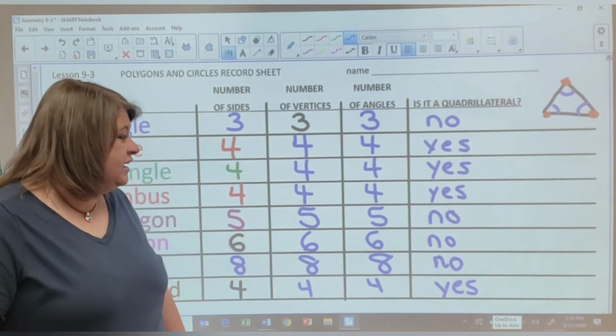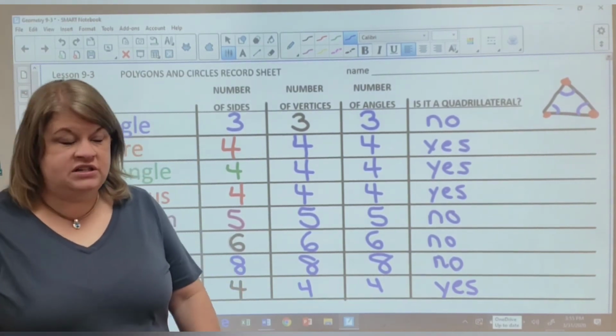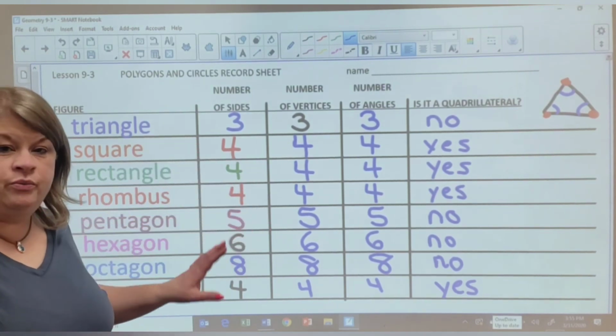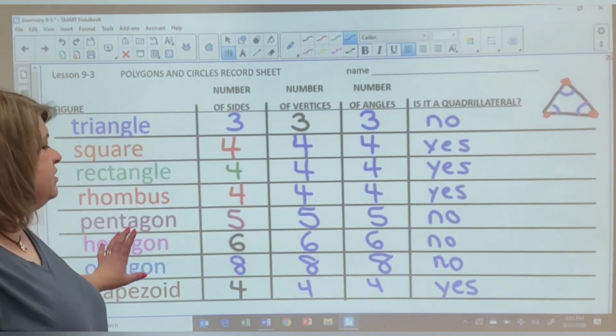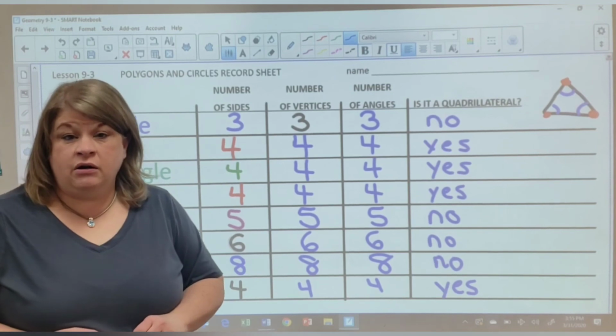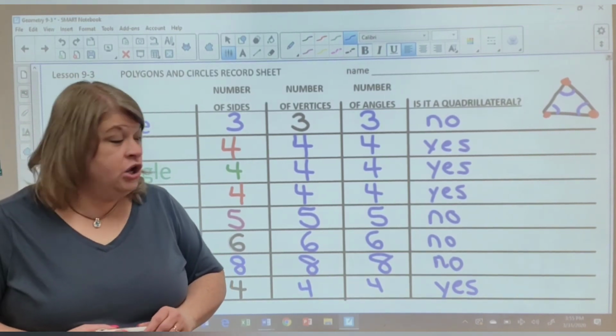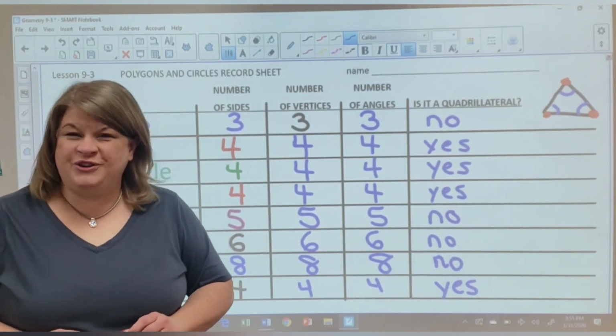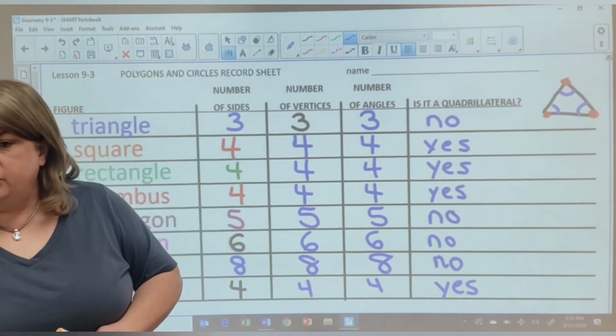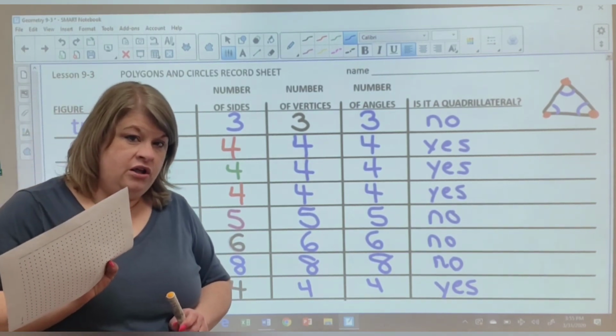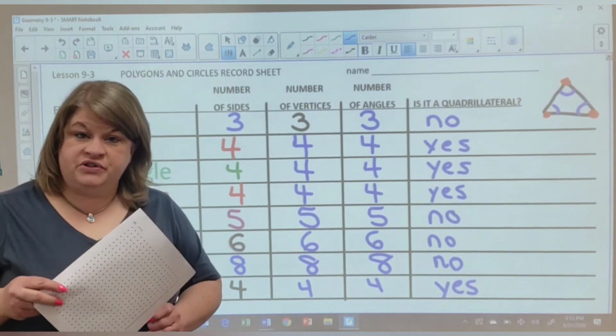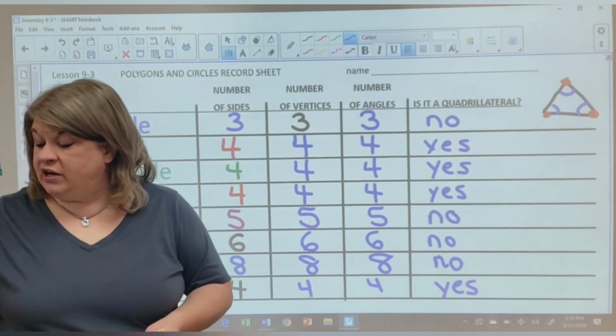I know this was a lot of putting information down, but here's a really good record sheet for you to be able to remember these things. Tomorrow, on our next day's lesson, we're going to use this, and tomorrow you will need your dot paper. You have that in there. Yours is double-sided, so you can have that out and ready to go.